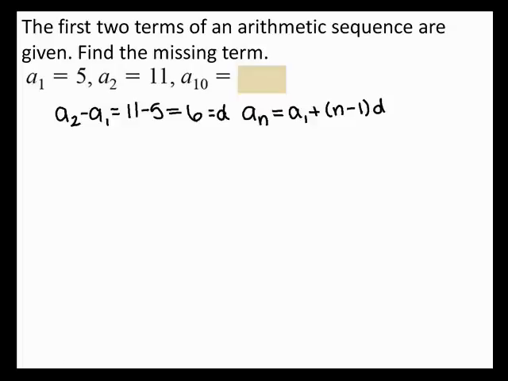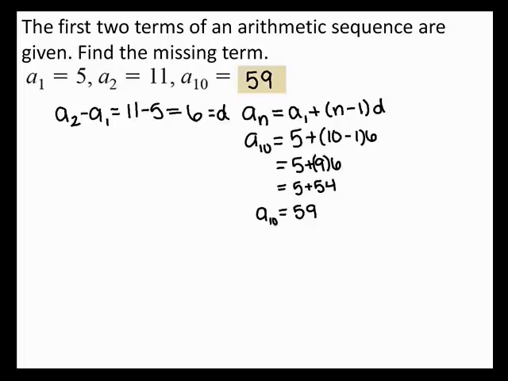Use a sub n is equal to a sub 1 plus n minus 1 times d. Substitute 10 in for n, 5 in for a sub 1, and 6 in for d. Simplify 10 minus 1. Simplify 9 times 6. Simplify 5 plus 54. You find that a sub 10 is equal to 59.